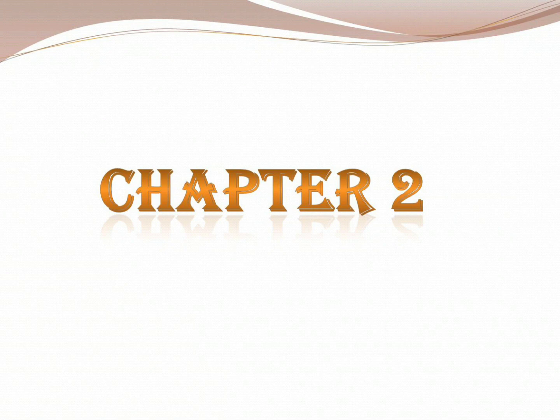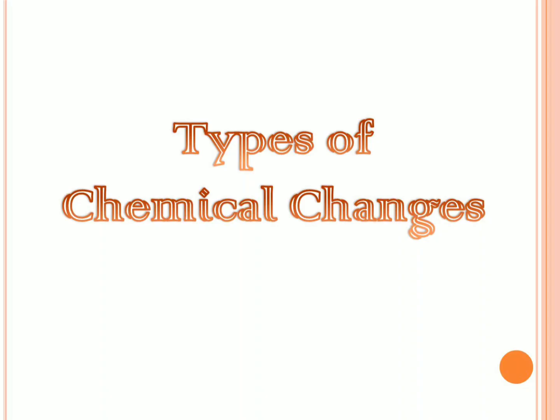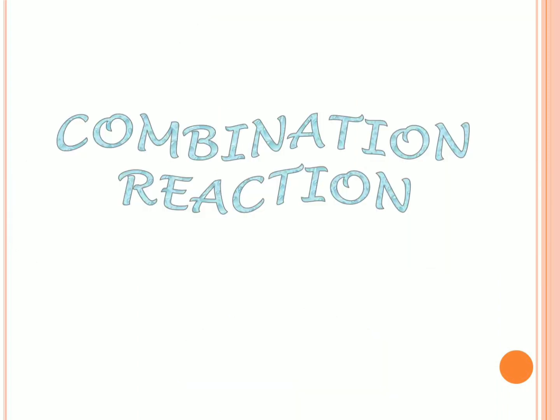In the last video lesson, we were discussing the chemical changes and reactions. There are various reactions taking place around us, and depending upon the nature of the reaction taking place, chemical reactions are mainly classified into four types. These are combination reaction, decomposition reaction, displacement reaction, and double displacement reaction. Let us begin with the combination reaction.